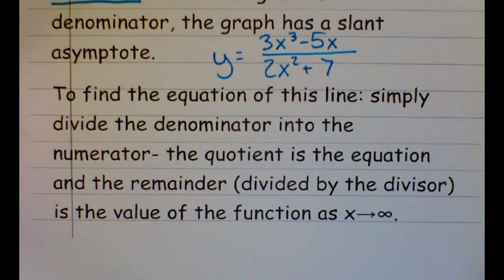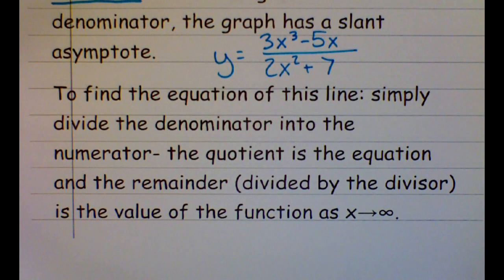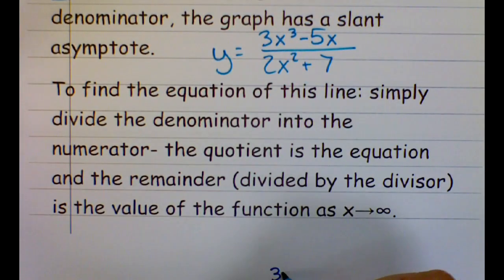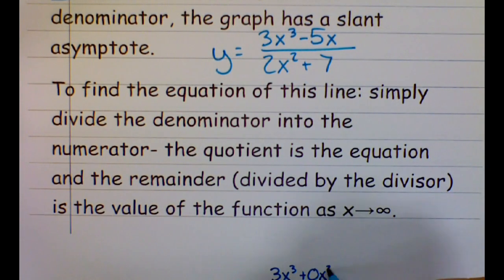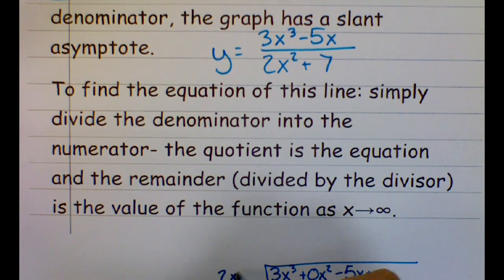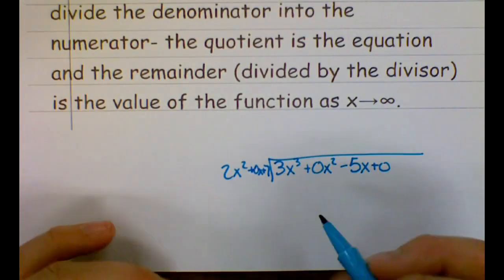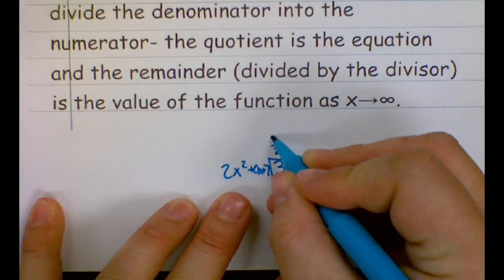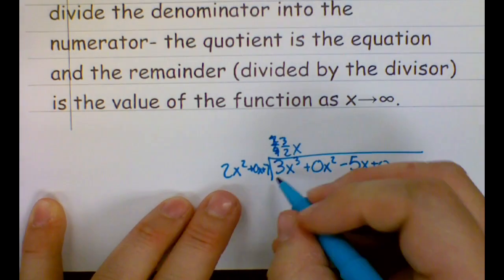To get the slant asymptote, we simply divide the denominator into the numerator. The quotient is the equation, and the remainder is the value of the function as x approaches infinity. We won't worry about the remainder. But so to find the slant asymptote here, I would take 3x cubed plus 0x squared minus 5x plus 0 divided by 2x squared plus 0x plus 7. Oops. So this is not going to be a nice one because I made a terrible choice, but this is actually 3 halves x.